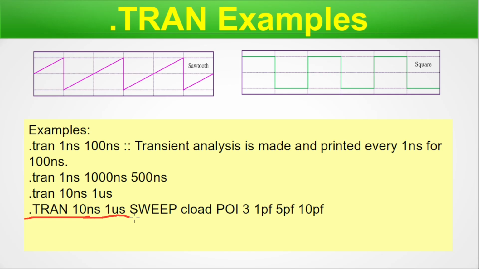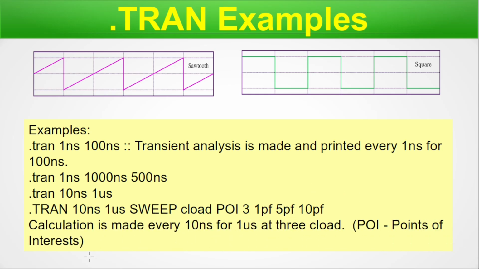And with this, we use a sweep for C load. The points of interest are 3, and 3 points of interest are given here: 1 picofarad, 5 picofarad, 10 picofarad. So let us see these in words. This means the calculation is made every 10 nanoseconds for 1 microsecond at 3 C load values. So here we have seen various examples of transient analysis to understand the philosophy that we discussed in the previous slide. We are done discussing the .TRAN, that is the transient examples. Let's move on to the next slide.